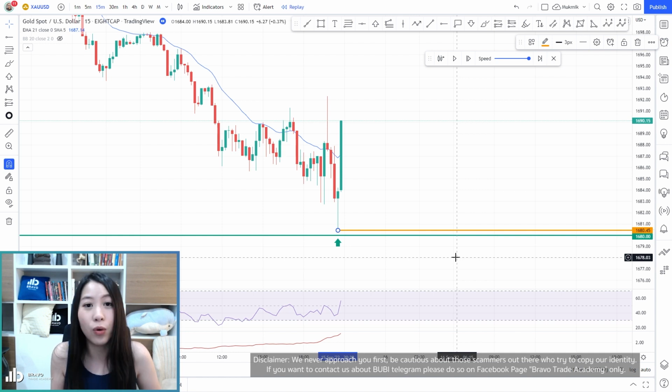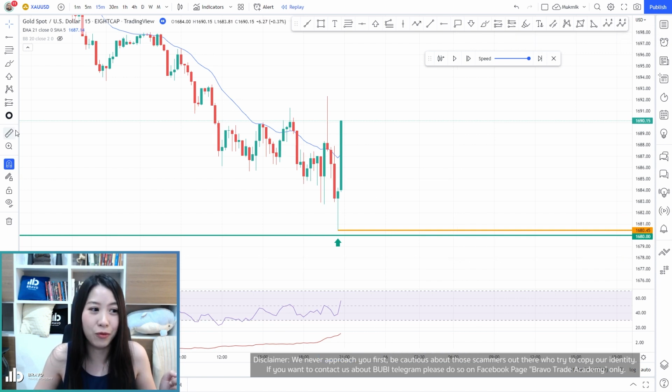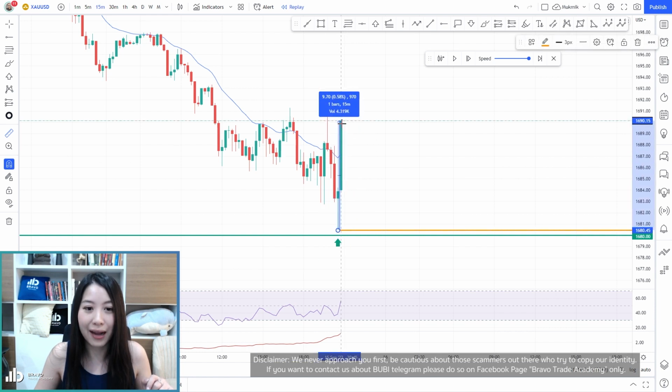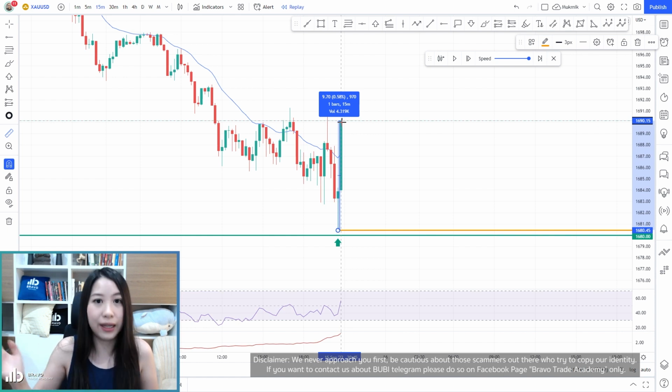If you place an order at around 1680.88 or 1681, you will get the order. Alright, and what happened was the price shot back up really high. That's beautiful. It got like 9.7 pips or like 970 points. Alright, that's a very strong buying power. This is the 15 minutes time frame that went really quick.